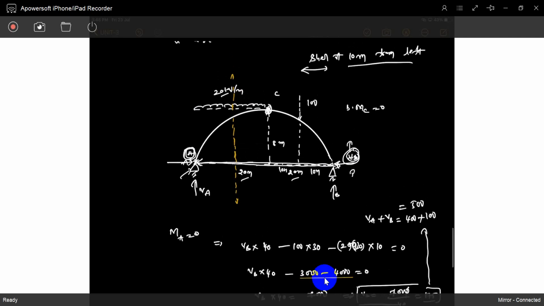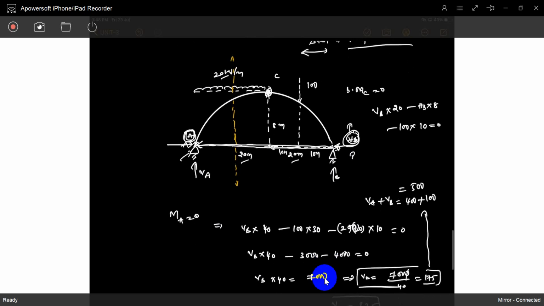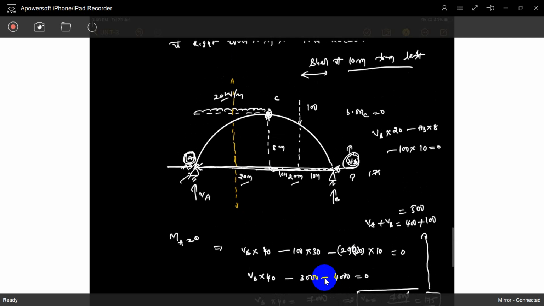I will take the right side. VB multiplied with 20, minus HB multiplied with height 8, minus 100 multiplied with the perpendicular distance 10, equal to 0. VB is 175. So 175 times 20 minus 1000 is equal to 8 HB.